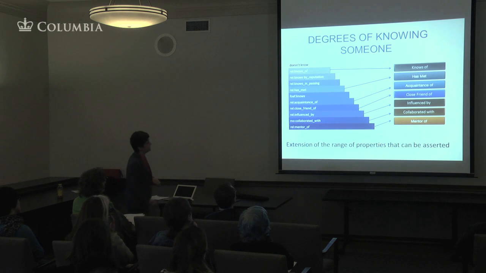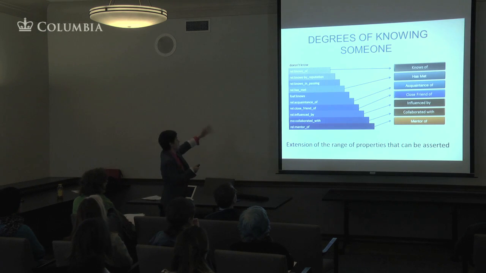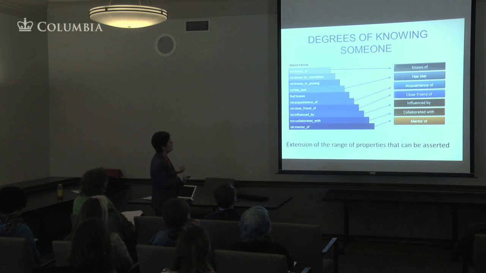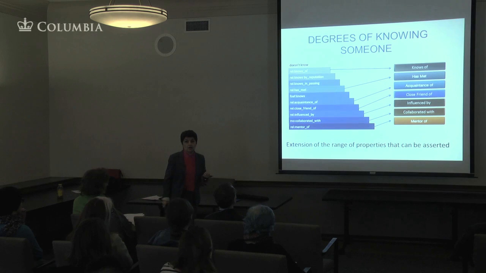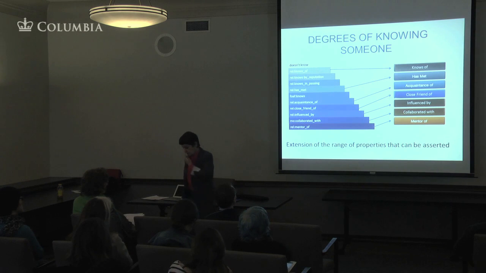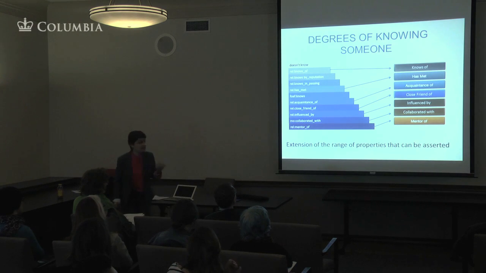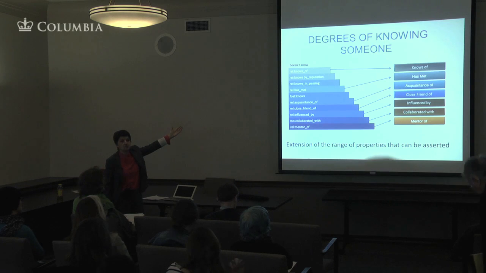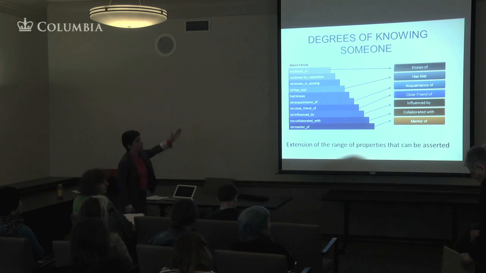recorded into linked data. So here is a spectrum of possibilities of things that can be said about the link between two people. Knows of, knows by reputation, knows in passing, has met, acquaintance of, close friend of, influenced by, collaborated with, mentor of. Obviously, the nuances or the expressivity of this relationship is tied to the options we have. So what the vocabulary can say, yes.